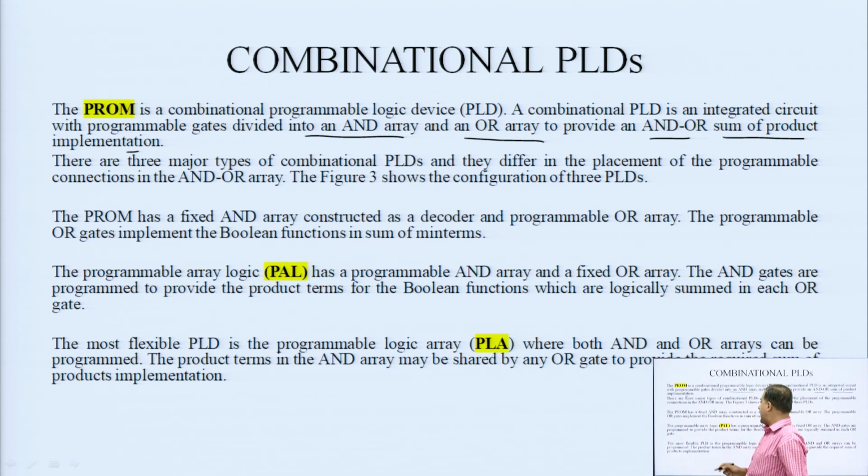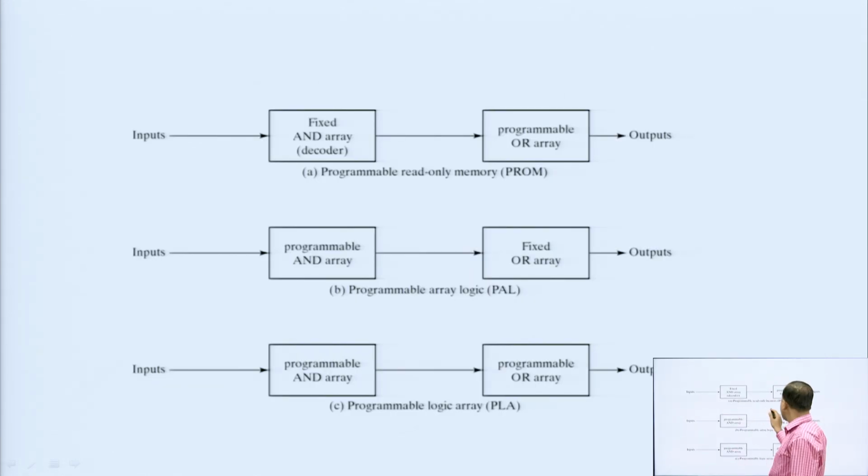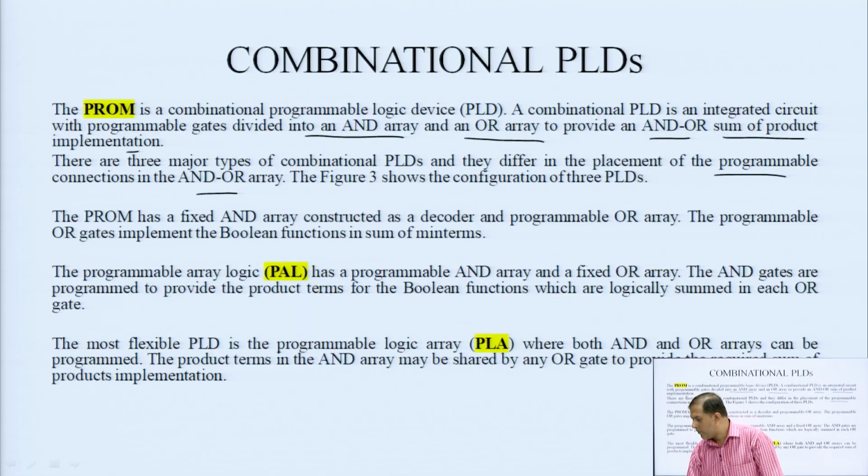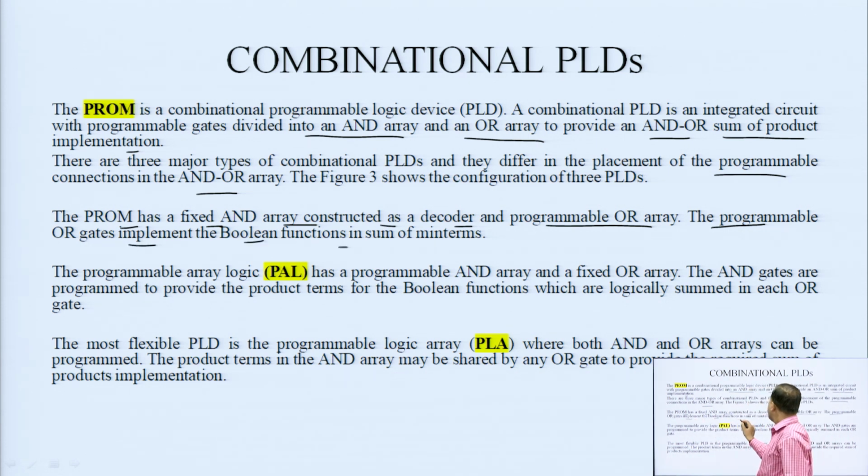There are 3 major types of combinational PLDs, and they differ in the placement of the programmable connections in the AND-OR array. Here we have a figure showing the 3 types of PLD. Let us check one by one. The PROM has a fixed AND array constructed as a decoder and a programmable OR array. The programmable OR gates implement the Boolean function in sum of minterms.